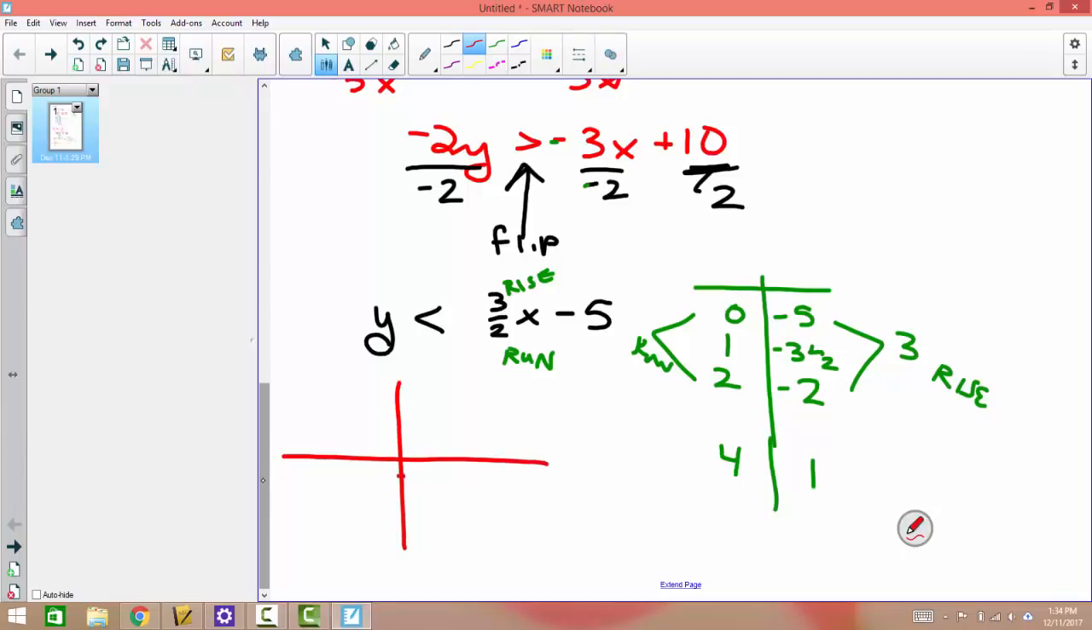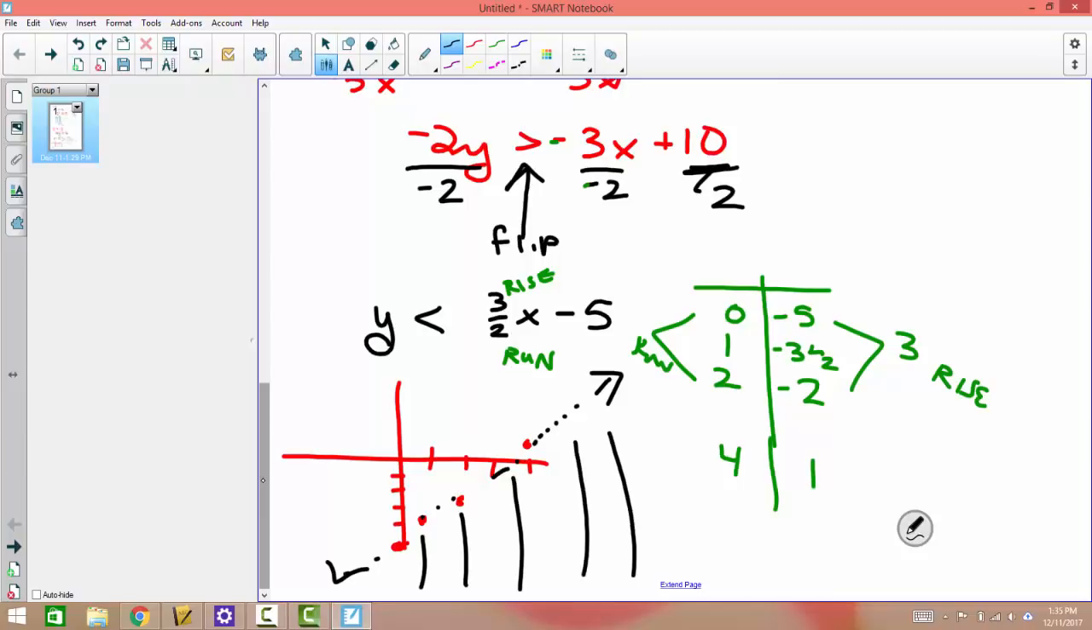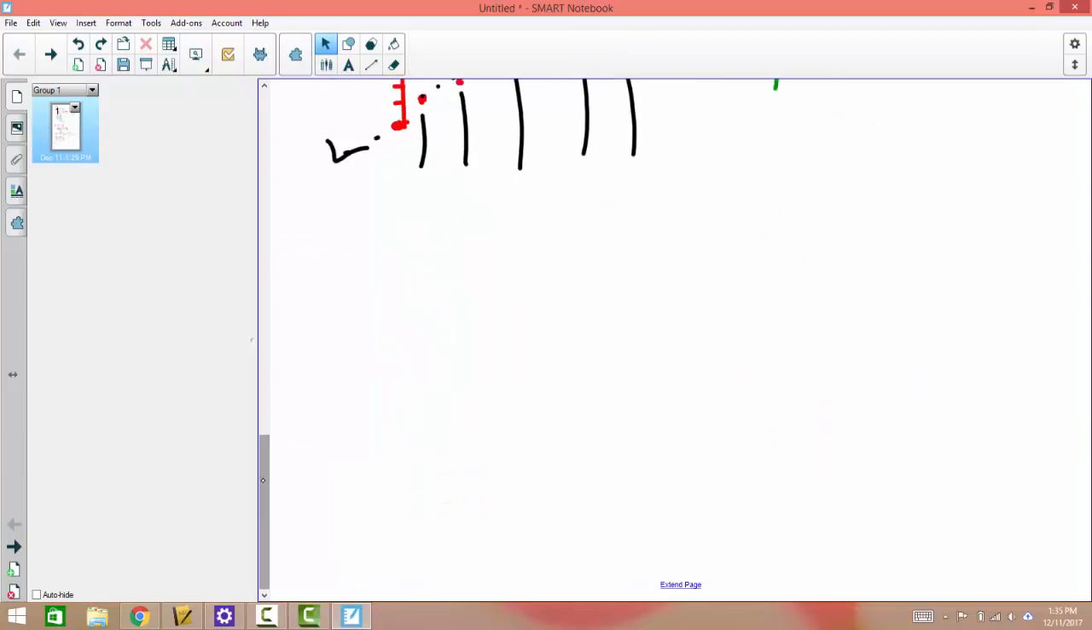All right, graphing it. So over 0, down 5, put a dot. Over 1, down 3.5. Over 2, down 2. Over 4, up 1. Dotted line or a solid line? It is a dotted line because there's no equal to under the inequality, and then this time it is less than again, so you are shading down. All right, so you've got that.